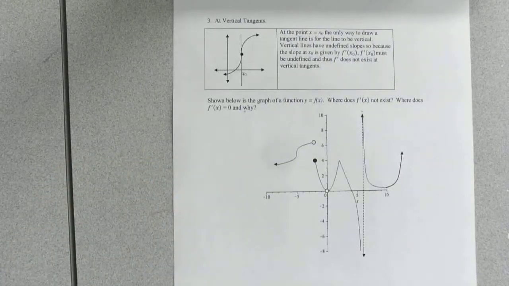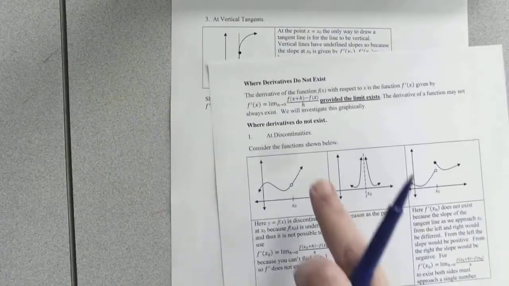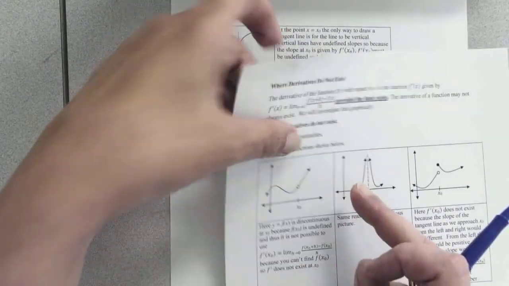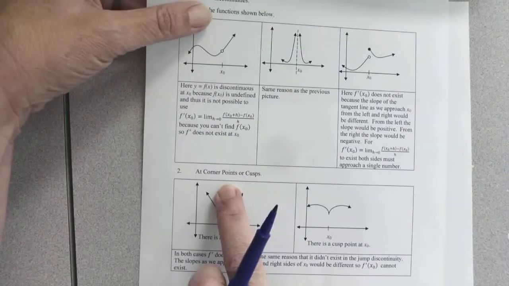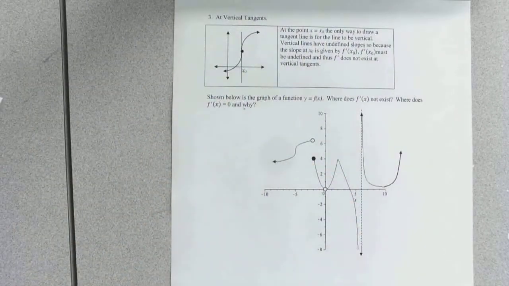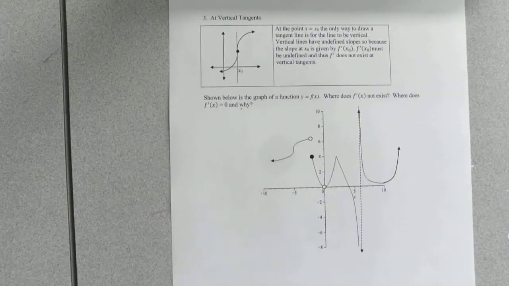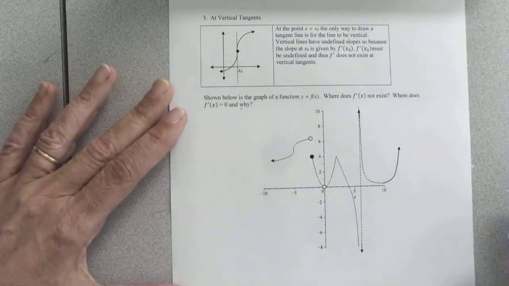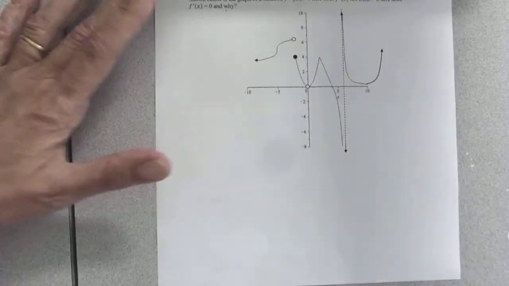Okay, so picking up with where derivatives don't exist. One more time. Derivatives don't exist at discontinuities, corner points or cusps, vertical tangents. So shown below is the graph of y equal f of x. Where does f prime of x not exist? Where does f prime equal 0 and why? So let's go with the f prime does not exist first.